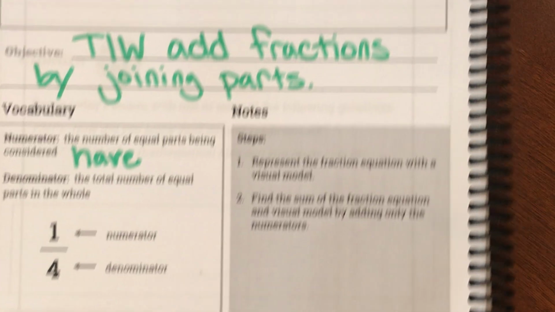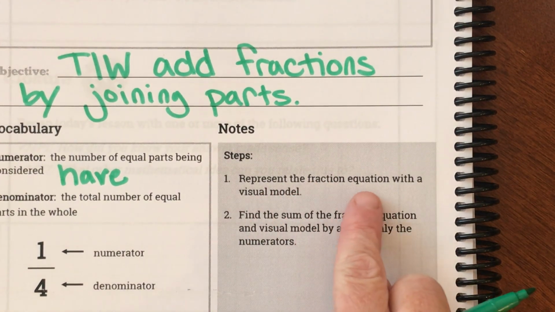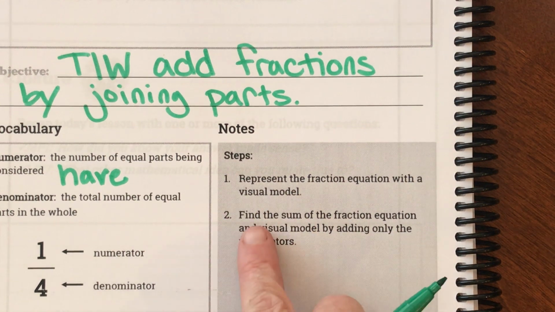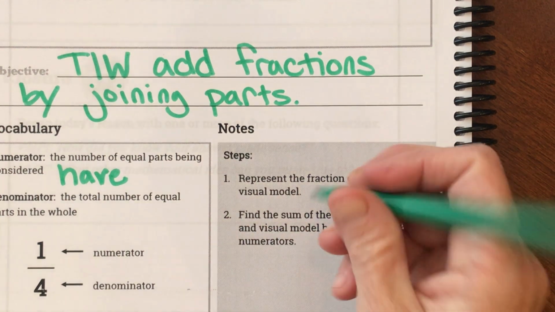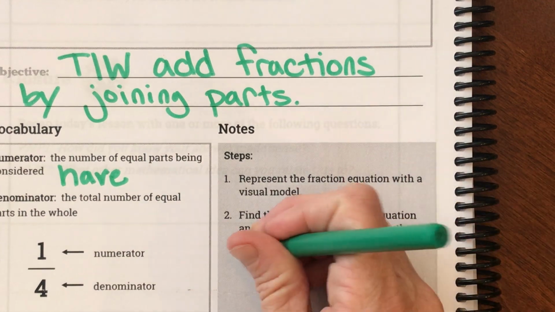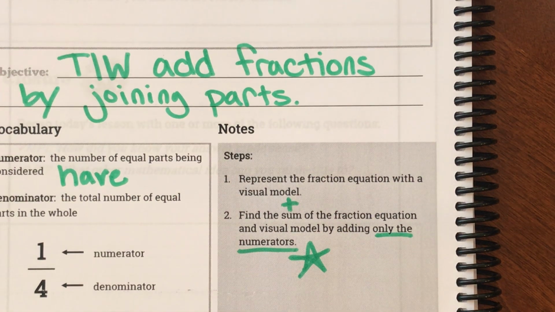Okay, let's look at our steps. It says we're going to represent the fraction equation with a visual model. So today we're going to be using number lines and kind of like area models in a way, visual models. Then it says find the sum, which is an addition word, of the fraction equation and visual model by adding only the numerators. Key phrase there, only the numerators. Okay, so I'm going to show you what this looks like, boys and girls.